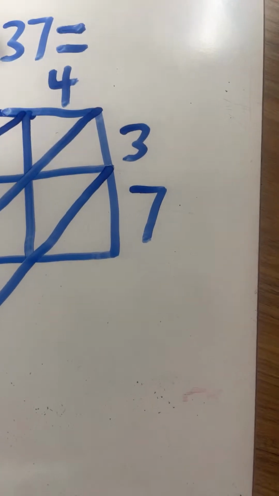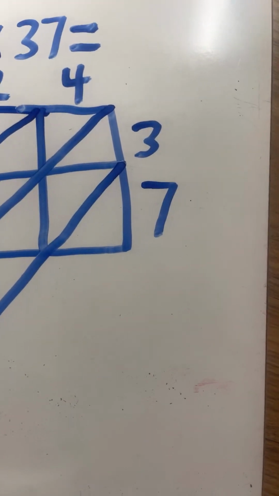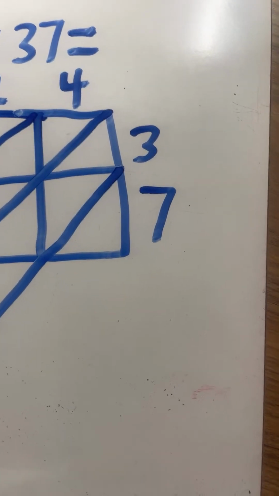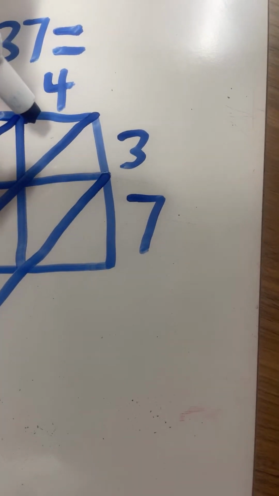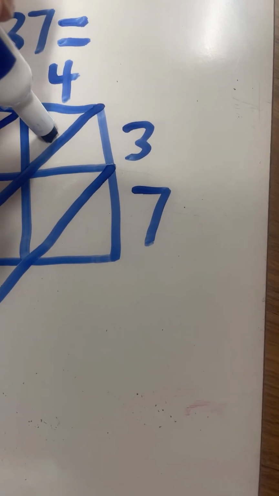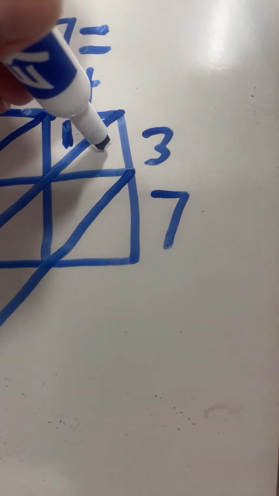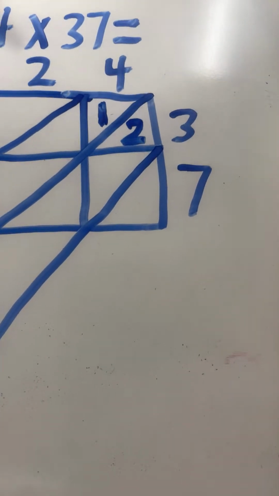We're going to start off by multiplying 4 times 3. The answer to 4 times 3 is going to go in this square. 4 times 3 equals 12. So the number 12 has a 1 in the tens place and a 2 in the ones place. So the 1 is going to go in the top triangle. The 2 in 12 goes in the bottom triangle.